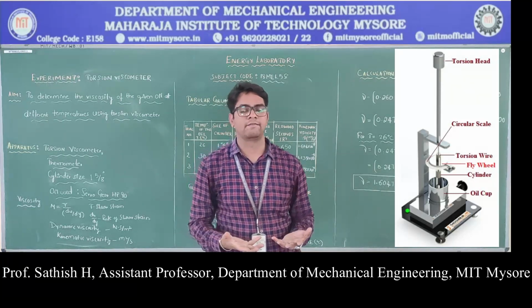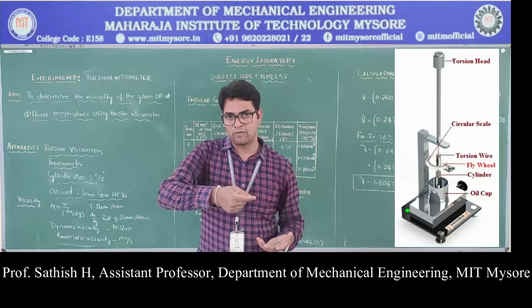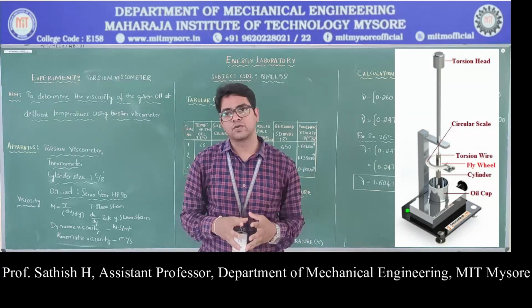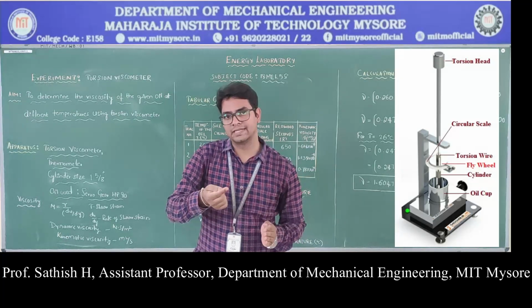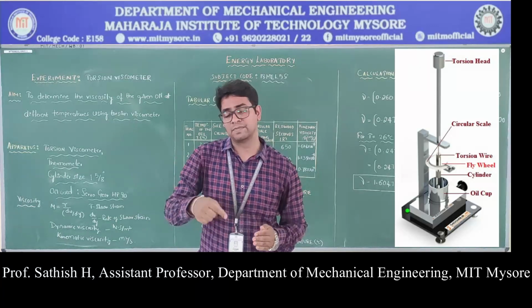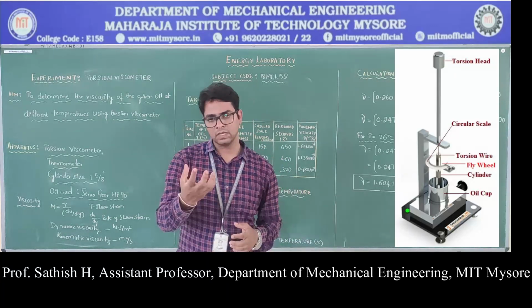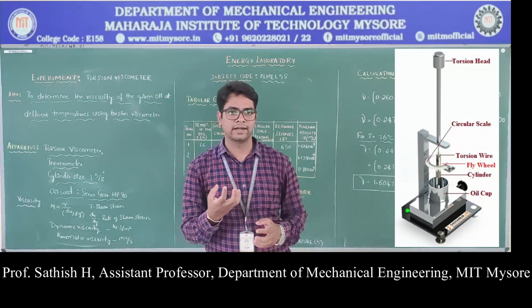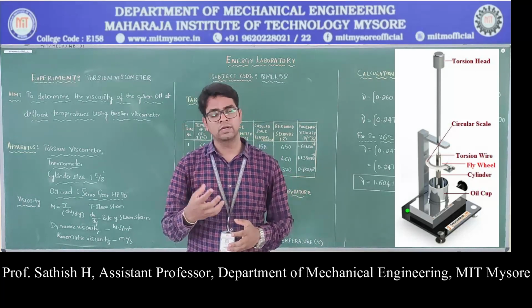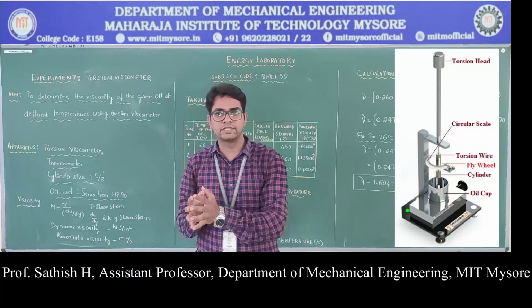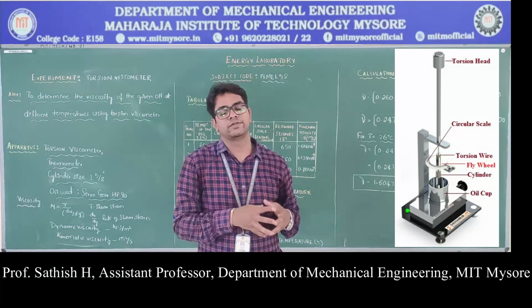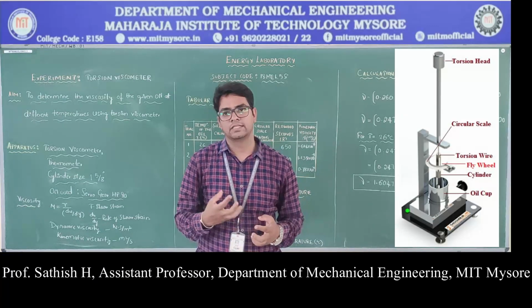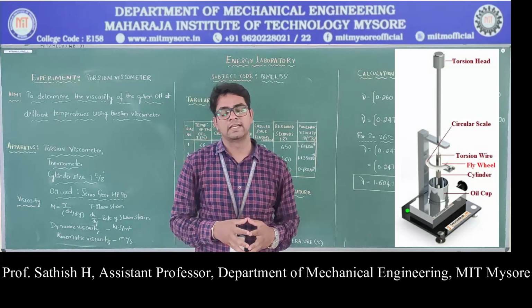Because of the momentum of the flywheel, it will actually go further, which means it will record further graduations on the flywheel. We have to note down the graduations it makes beyond 360 degrees, beyond one complete rotation of the flywheel. With the help of a chart called Redwood's chart, we note down the Redwood seconds, denoted by capital R, which is used to calculate the kinematic viscosity of the given oil. So that is the procedure and experimental setup for the torsional viscometer.